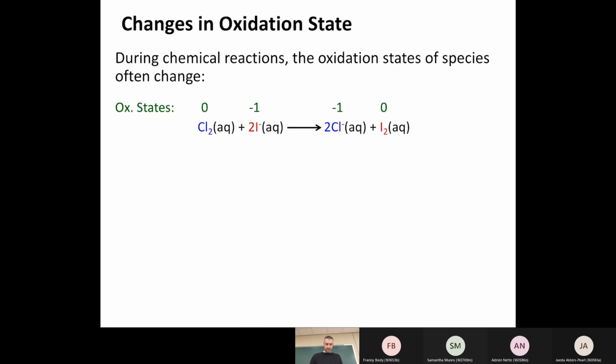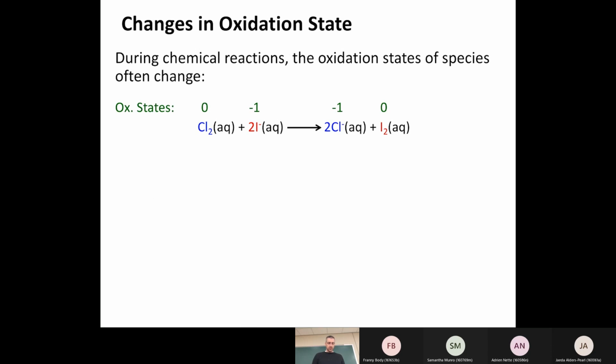Yeah. So here's an example of a redox reaction where we have chlorine gas, Cl2, dissolved. Well, shouldn't say it's a gas. It's dissolved in water. It's aqueous, but it's molecular chlorine. And it's reacting with 2 iodides to make 2Cl- and I2.